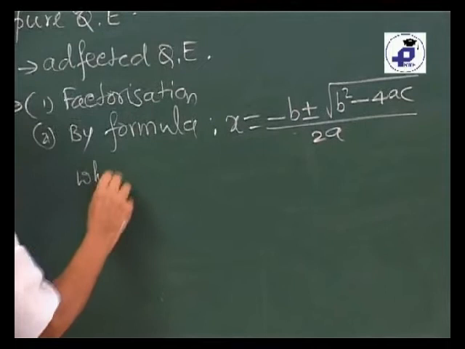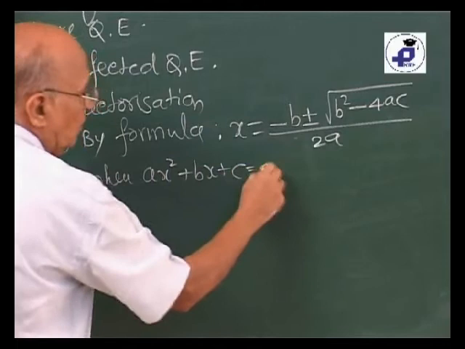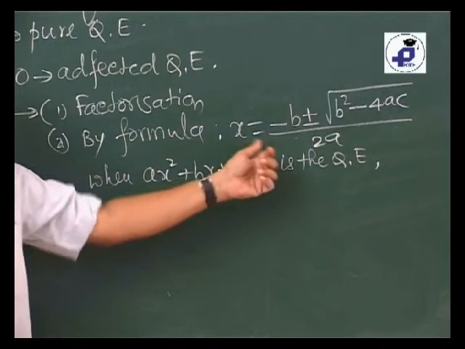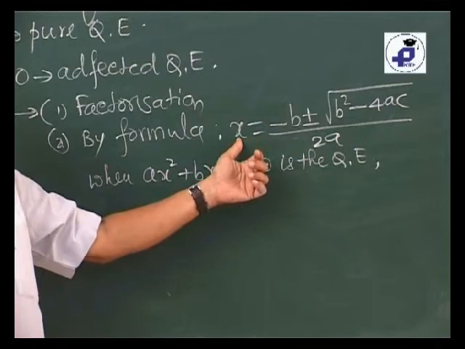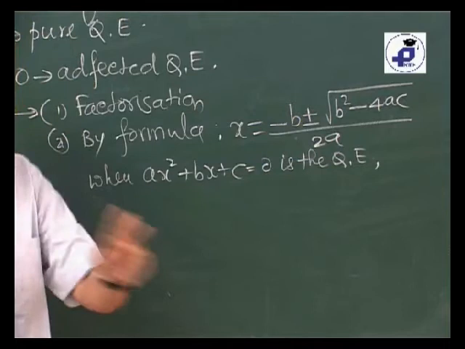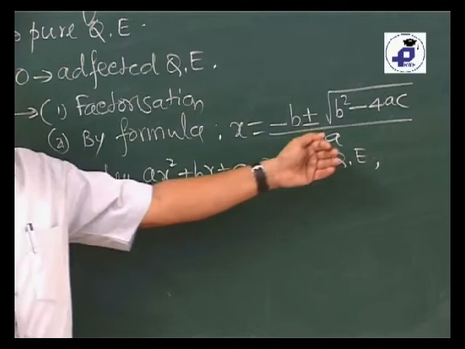When ax square plus bx plus c is equal to 0 is the quadratic equation. Look at this, children, the formula. The value of x is called the root of the equation. Minus b plus or minus square root of b square minus 4ac by 2a will give you the two roots of the equation, where the equation is of the form ax square plus bx plus c is equal to 0. It is very necessary that you should do it.